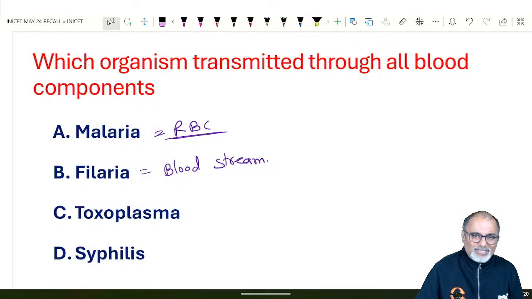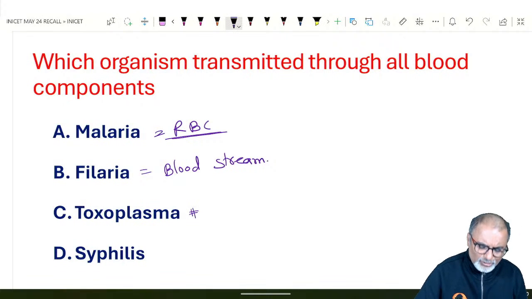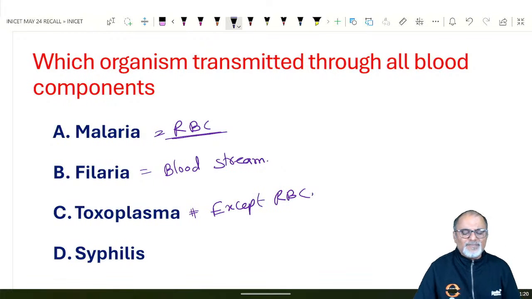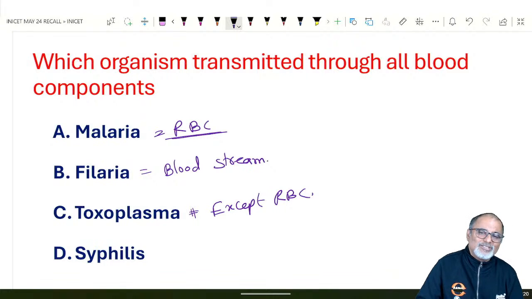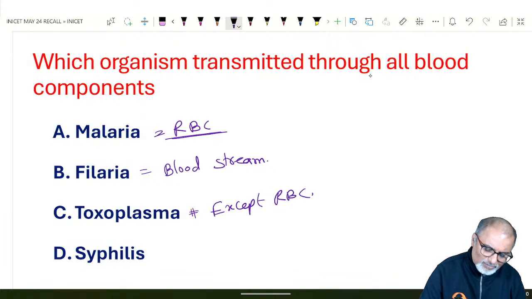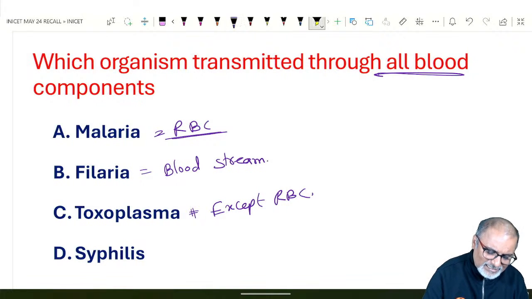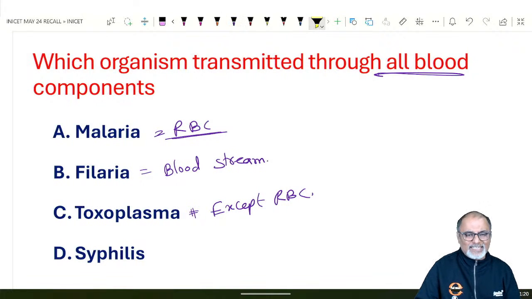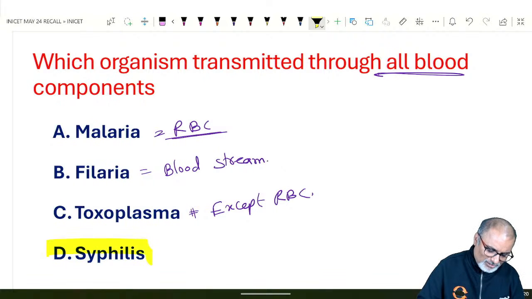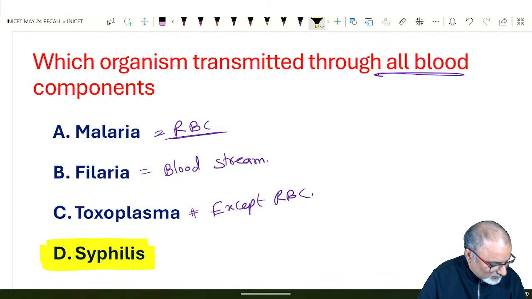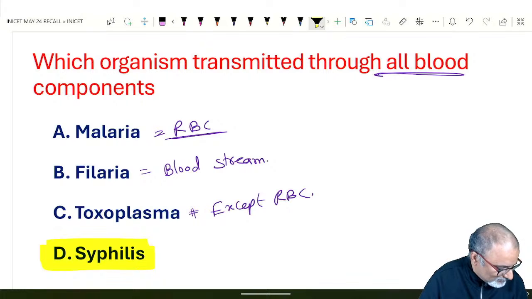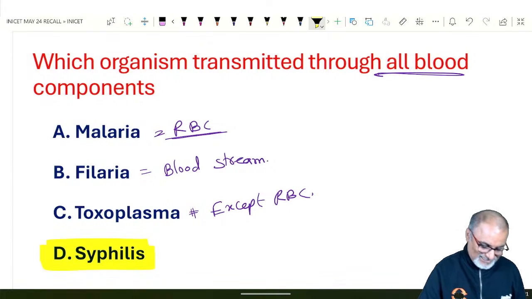Okay, right. Next is: filaria is in the bloodstream. Toxoplasma infects all nucleated cells except RBC. So these three are not through all blood components, only some blood components. Syphilis, the syphilitic antigen, is present in all components of blood. You can go for syphilis.